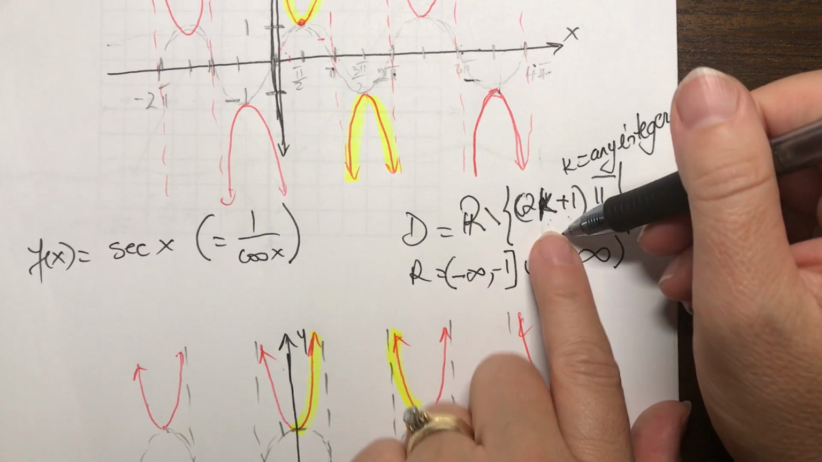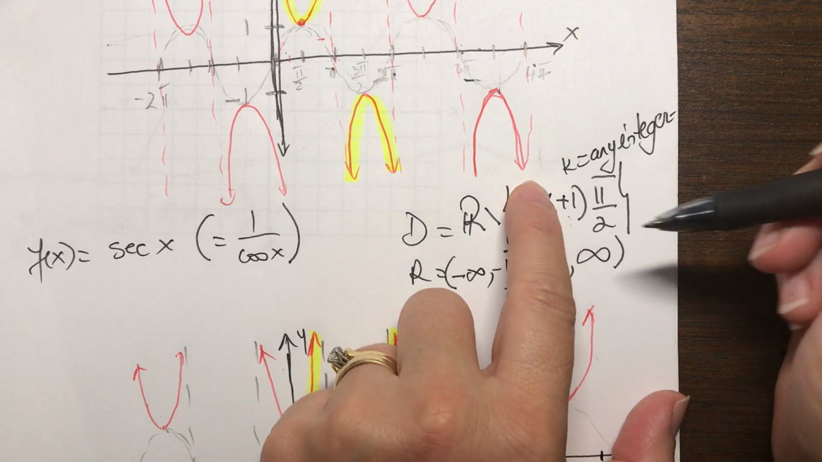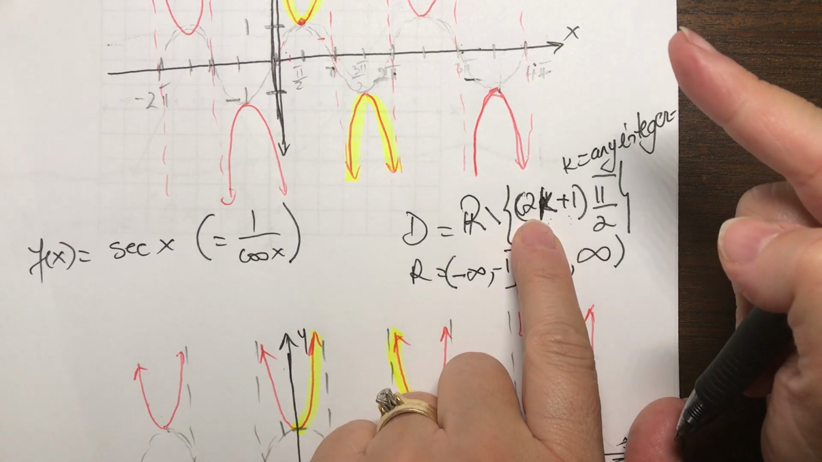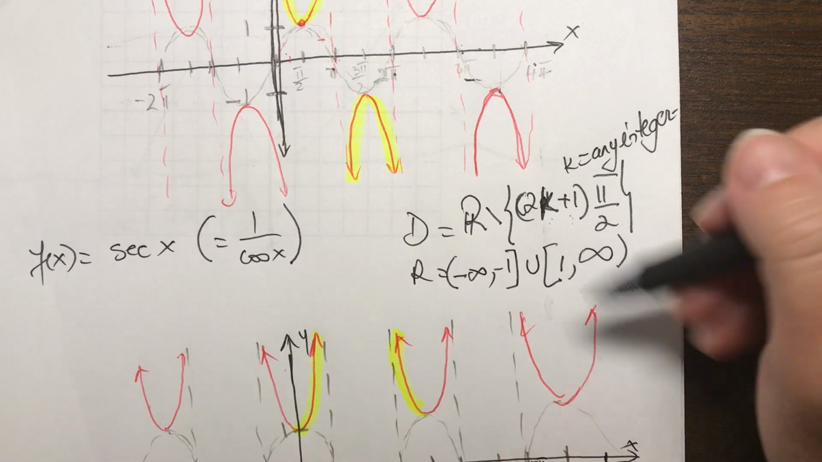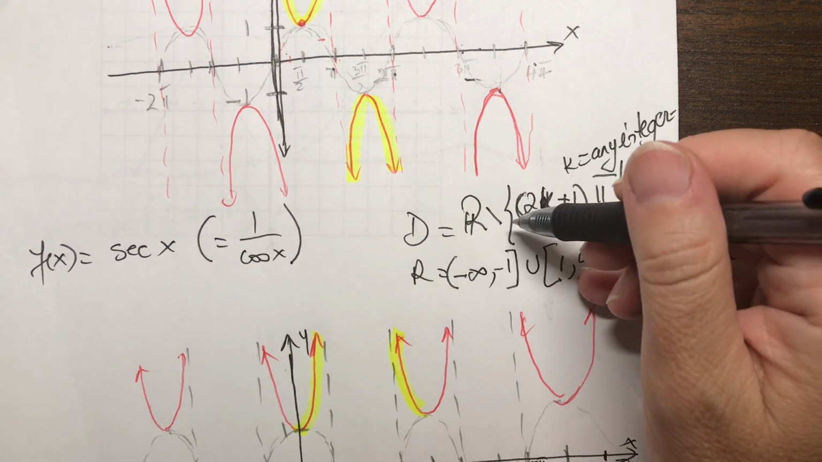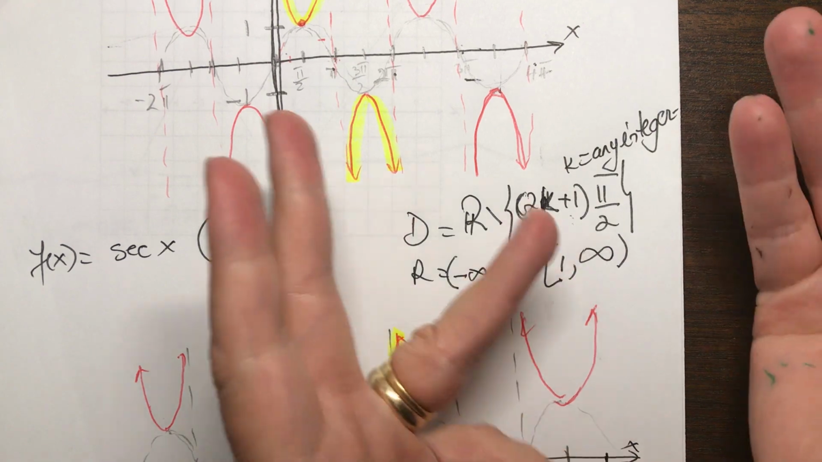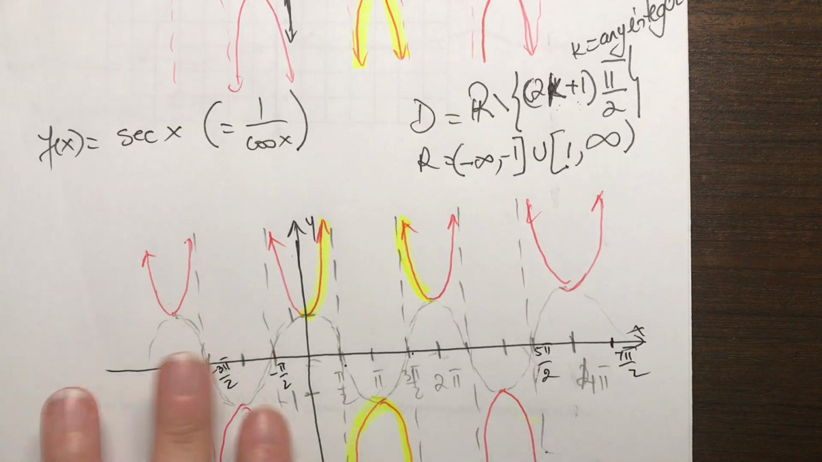And you can pick, right? Let's say k is 0. Then what do you get? 1 pi over 2. Let's say k is 1. So 2 times 1 plus 1, that's 3 pi over 2. Let's say k is 2. That's 2 times 2 plus 1, that's 5 pi over 2. So it works perfectly. Okay.